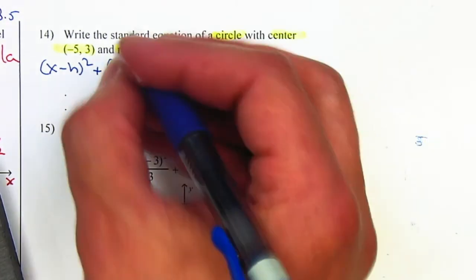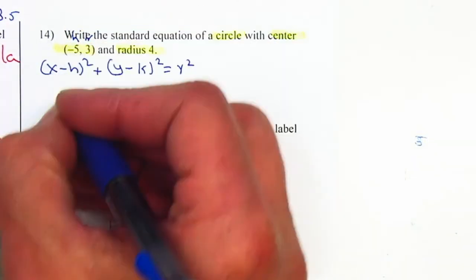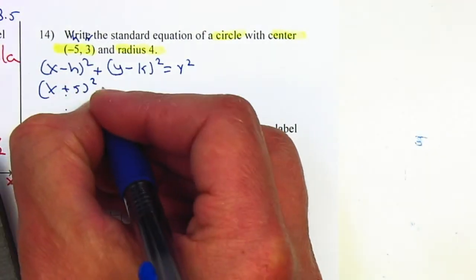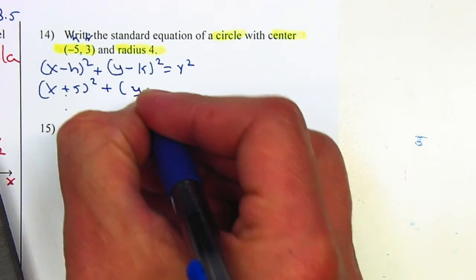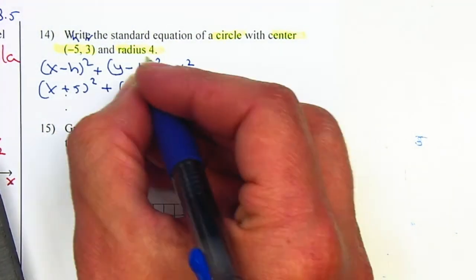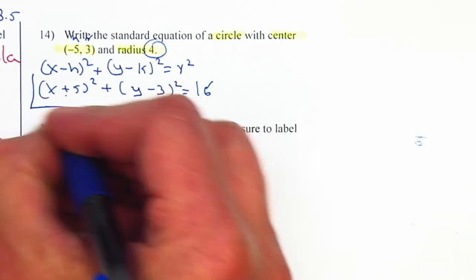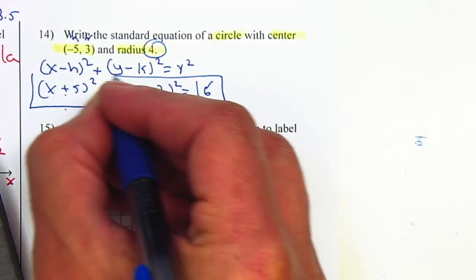And I'm just going to plug in my h and my k. So this will be x plus 5, remember it's the opposite, squared, plus y minus 3 squared. And this is r, that means that this is going to be 16. R is 4, r squared will be 16.